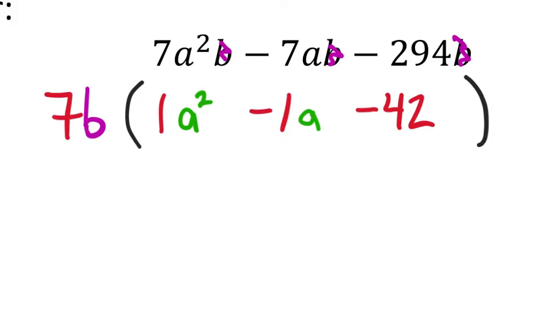All right, so again, if you were to distribute the 7b back into this parentheses, you'd get the exact same expression that we started with. Now, at this point, I see that the leading coefficient is 1, which means that I'm just looking at negative 42 to see if I can find a factor pair of negative 42 that would add up to, in this case, negative 1.